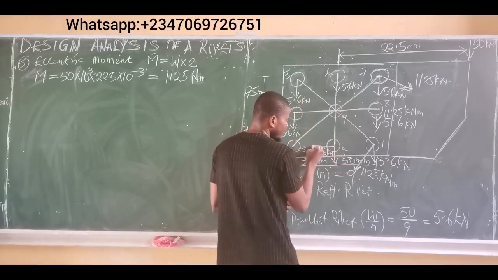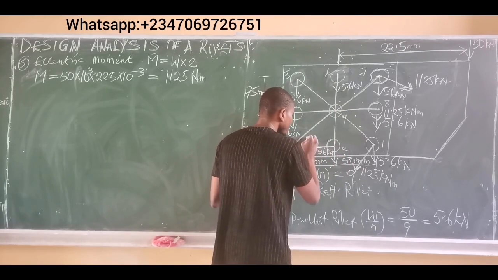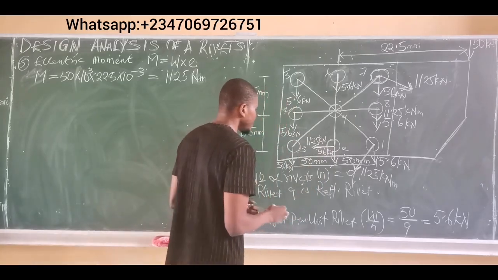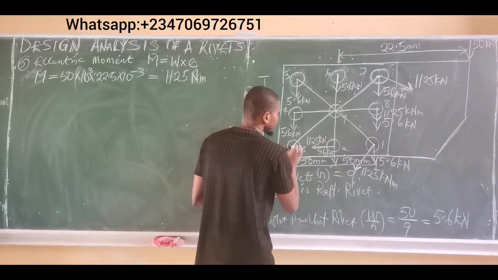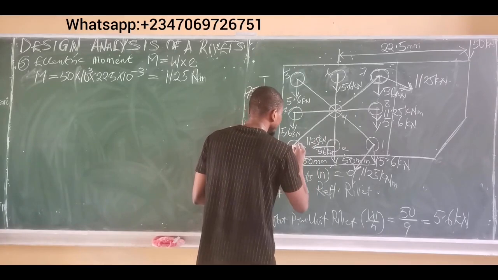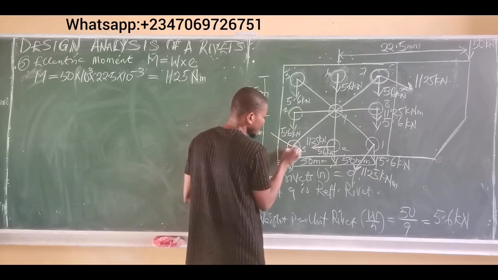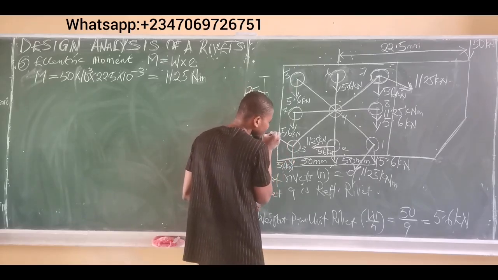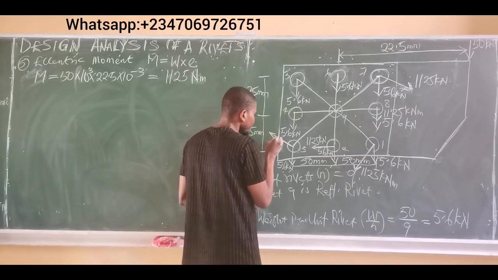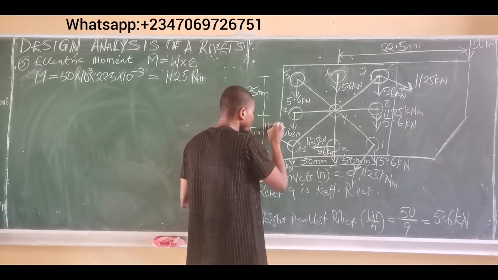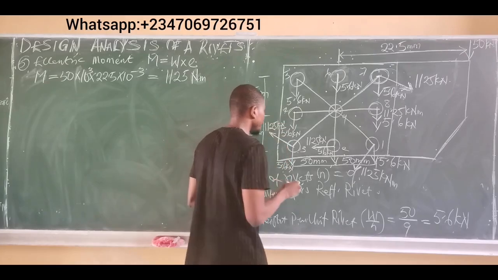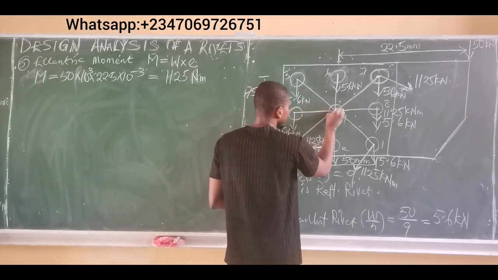At 90 degrees, you have it to be here, which means this is 1125 kilonewtons. Similarly, this is the line that connects this rivet to the center. At 90 degrees, you have it somewhere around here. So this is 90 degrees to the line that connects it to the center. So you have it here. This is 1125 kilonewtons. This is the line that connects this rivet to the center.